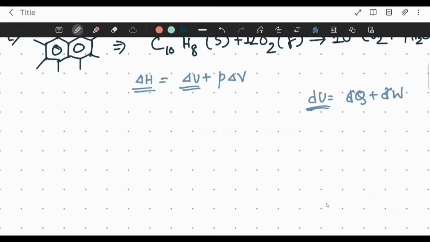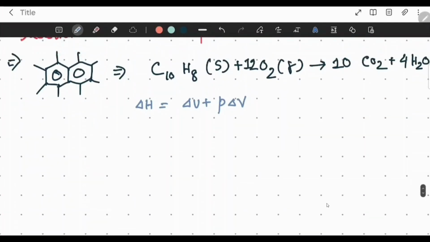So now, if you put it for gaseous species, these are the gases.